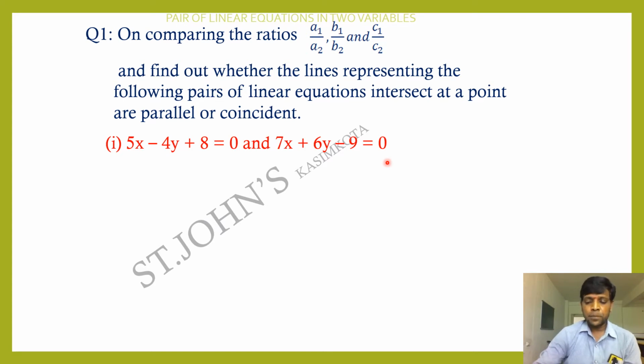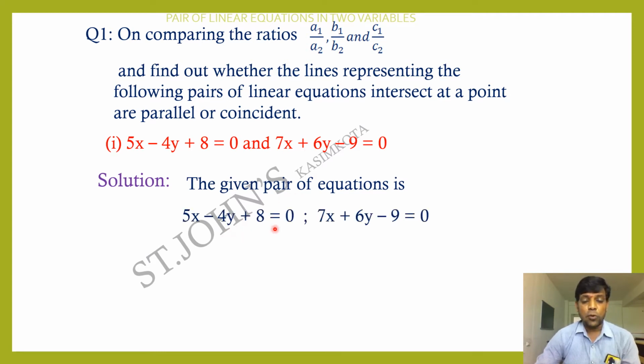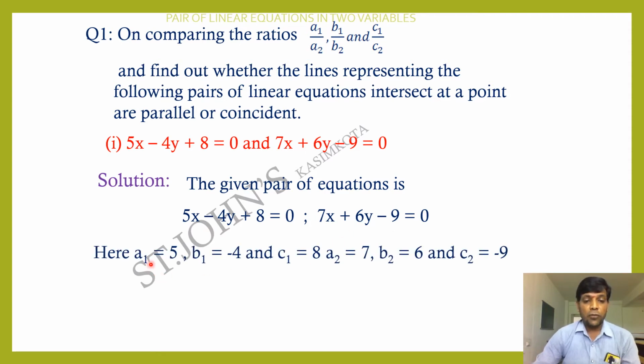Okay, clear? Solution. The given pair of equations is 5x minus 4y plus 8 equal to 0, 7x plus 6y minus 9 equal to 0. Here a1 equals 5, b1 equals minus 4 and c1 equals 8. At the same time a2 equals 7, b2 equals 6 and c2 equals minus 9. So write down the data.